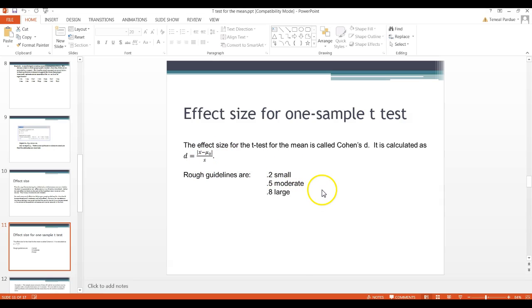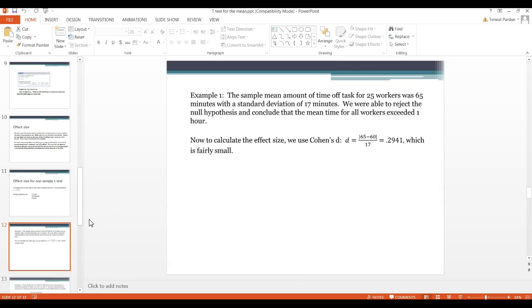And the rough guidelines he gave were that quantity, if it's 0.2 is small, 0.5 is moderate, 0.8 is large. If it's somewhere in between, you could call it small to moderate, you could call it small-ish, you could call it whatever seems reasonable.